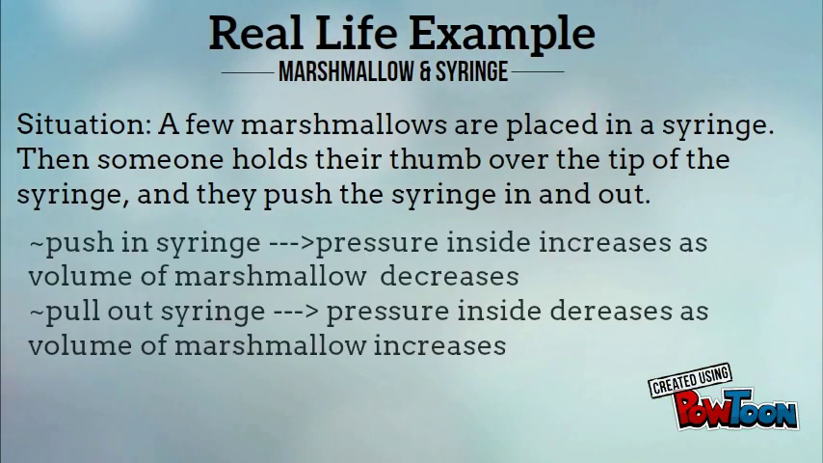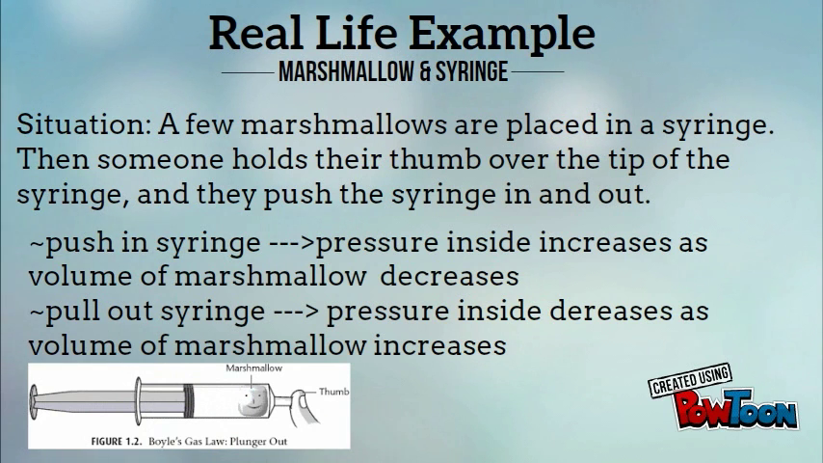Real-life example of Boyle's law. A few marshmallows are placed in a syringe, then someone holds their thumb over the tip of the syringe and they push the syringe in and out. Pushing in the syringe causes pressure inside to increase as the volume of the marshmallow decreases. Pulling out the syringe does the opposite effect.